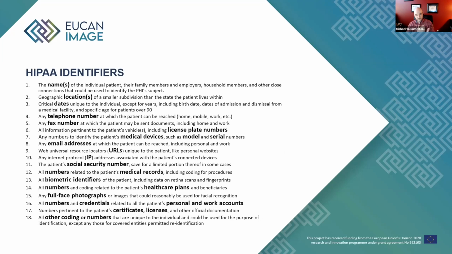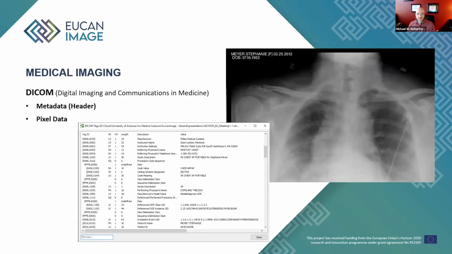So in the US, as mentioned previously, HIPAA outlines the safe harbor method as a recommended approach for de-identification. This involves the removal of 18 defined PHI identifiers to create a data set that's safe for public use. So this includes names, locations, dates, telephone numbers, numbers for medical devices, email addresses, URLs, IP addresses, national ID numbers, medical record numbers, even veers into biometric identifiers, full face photographs, information about personal or work accounts, certificates and licenses, and then really the last one is an all-encompassing, pretty much any other coding or numbers that can uniquely identify a person.